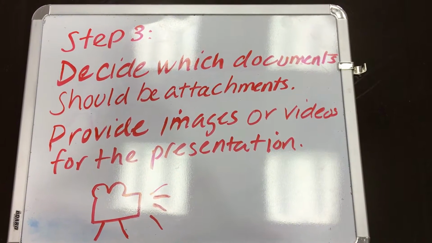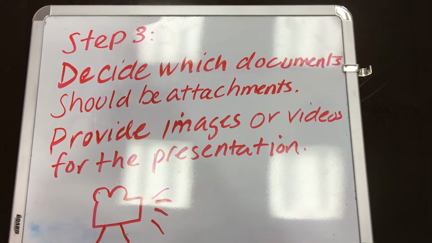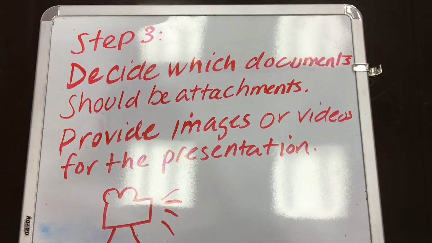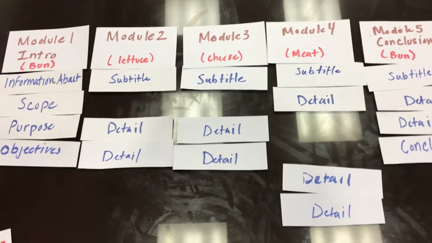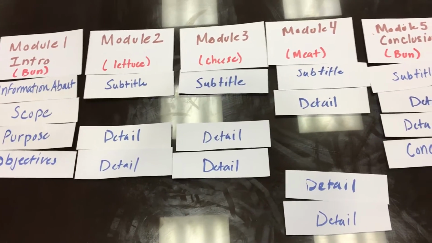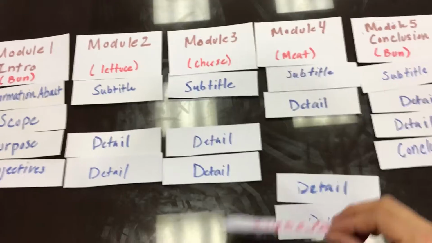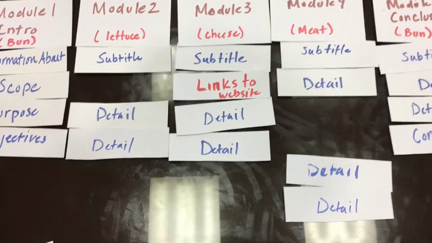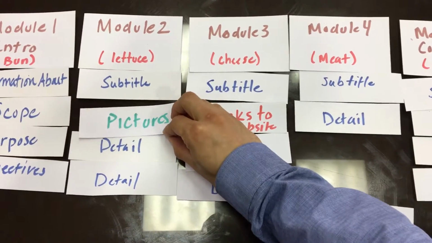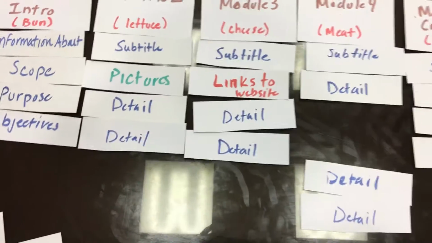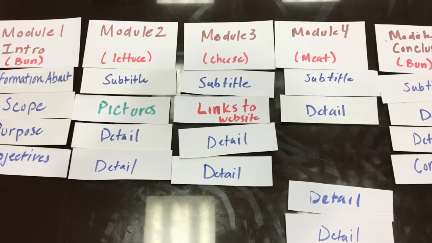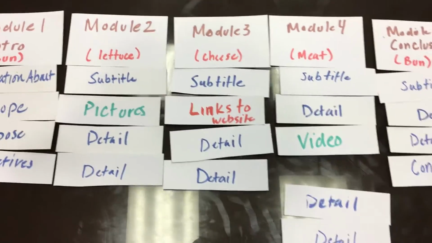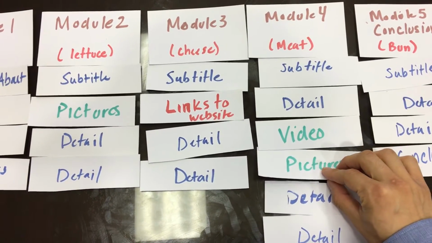Step 3. Decide which documents should be attachments. Provide images or videos for the presentation. Okay, from this example, let's see. Module 3, I will add links to website in Module 3. And Module 2, I will add some pictures. Module 4, I will add a video and some more pictures.